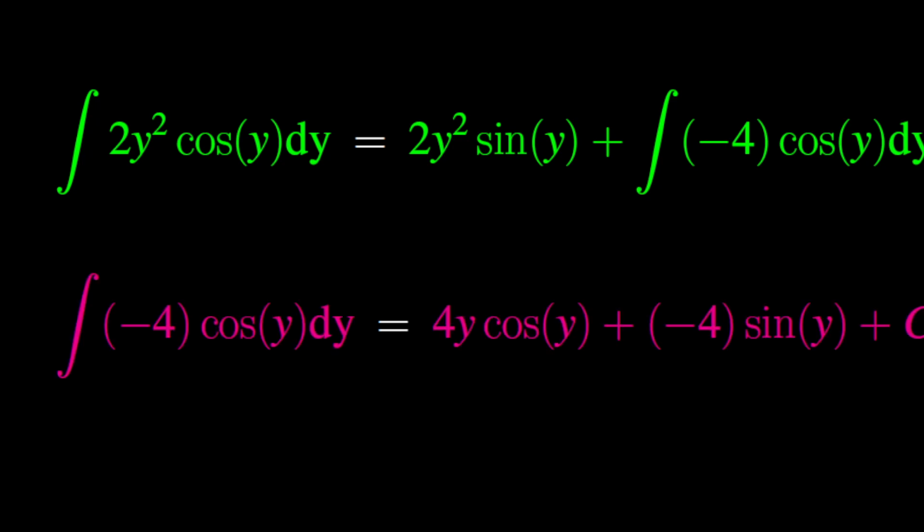From the second integration by parts, we obtain the following result. So, the integral of minus 4 times cosine of y dy is equal to 4y times cosine of y, plus minus 4 times sine of y plus a constant of integration c.